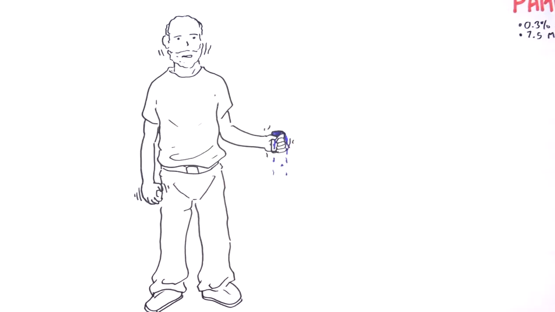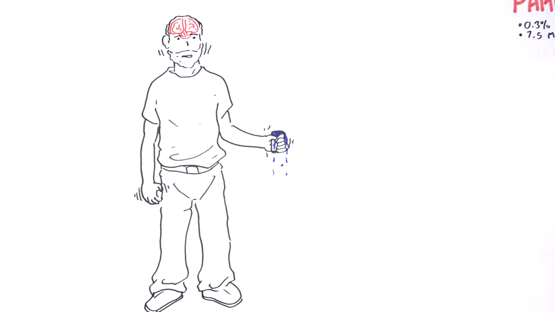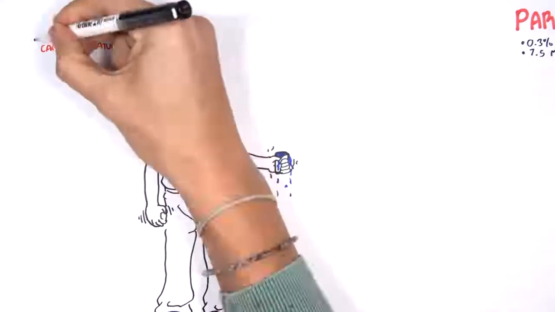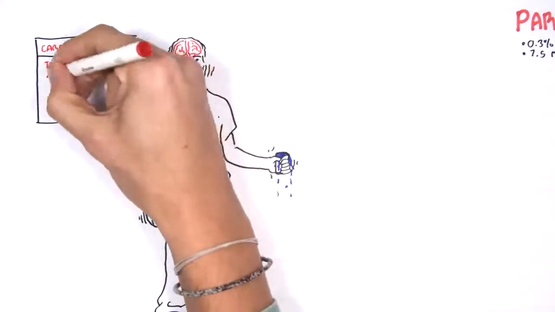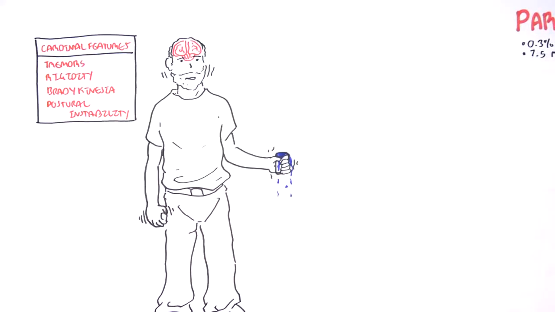And here I'm drawing a patient who presents with tremors, shaking. And he presents like this due to a condition called Parkinson's disease that affects the brain. The cardinal features of Parkinson's disease, there are four. These include tremors, rigidity, bradykinesia, postural instability.